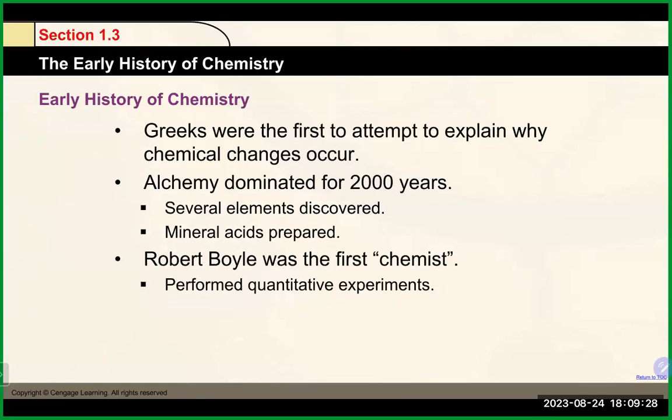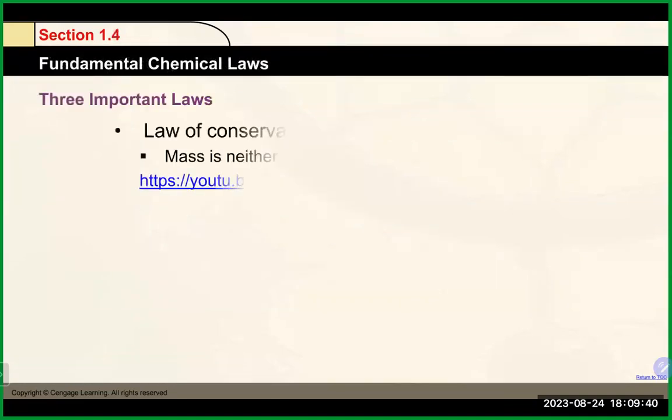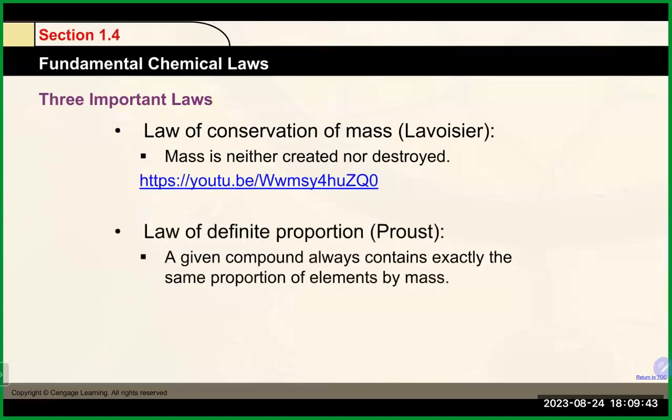Robert Boyle did a lot of quantitative experiments. Quantitative means measurements, right? And qualitative means observations, right? So he did a lot of those quantitative experiments. And there are some important laws that came out as we went through certain processes to understanding the atom and an early theory about the atom. One is, as we touched upon, the law of conservation of mass. Again, mass is neither created nor destroyed, and you do have that conservation that will occur.